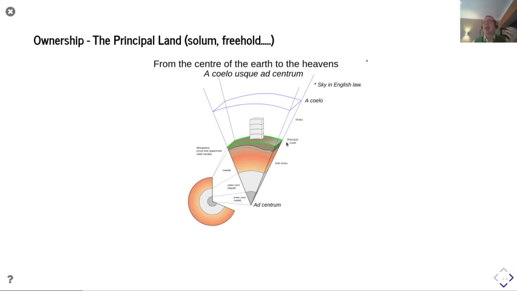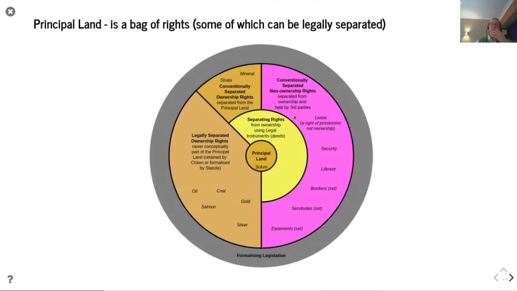But you're seeing there that this surface, which is draped over the surface of the earth, the principal land, actually conveys the whole three-dimensional nature of ownership. But also, as a concept, the principal land is essentially a bag of rights. So all of that set of amorphous, unknown rights are in many respects conveyed within that principal land concept. Now, some of the rights that are in there can be legally separated.